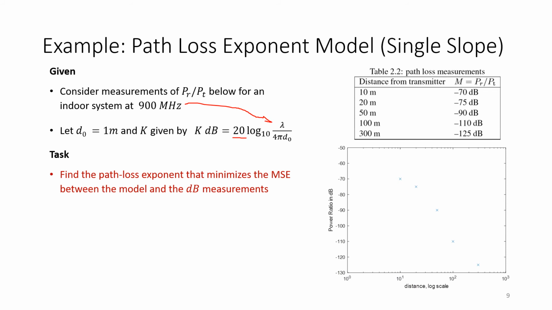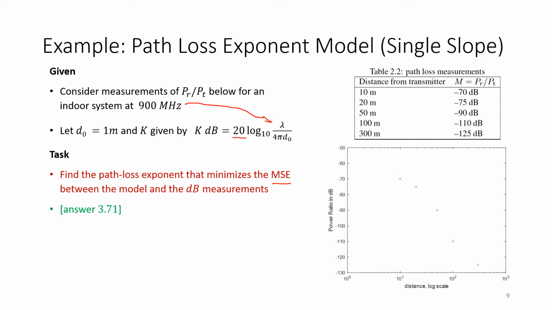So the question is, given this data, can you empirically find what is the appropriate path loss exponent for this channel? The one that minimizes the MSE. MSE stands for mean square error, between the model and the dB measurement. So we want to draw a line. We want to fit a path loss exponent here.